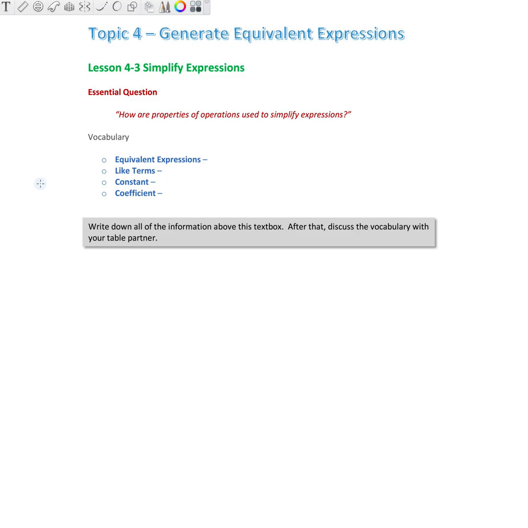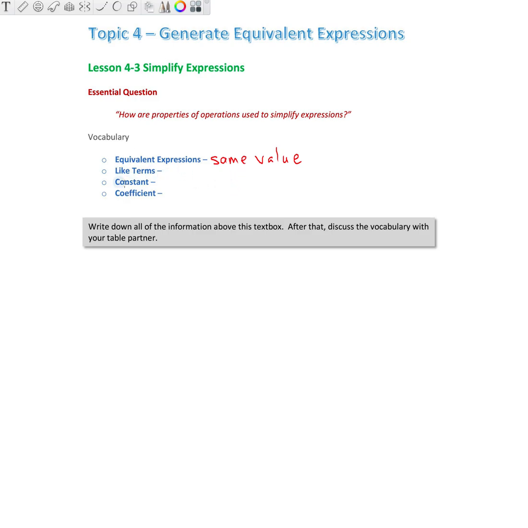So let's quickly go through the vocab here. I'm not going to give you a big fancy definition. The key thing, we've already defined equivalent expressions. They have to have the same value. So everything that we do in this lesson is keeping things the same, just making them simpler. They will appear simpler, but they'll have the same value. So we're not changing the value of anything. We're just making it simpler.